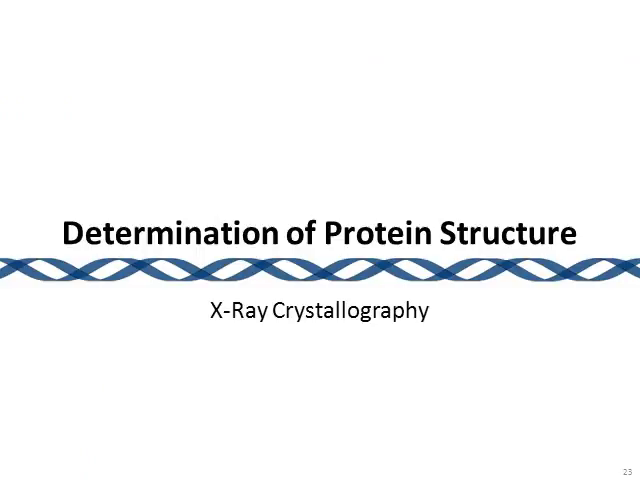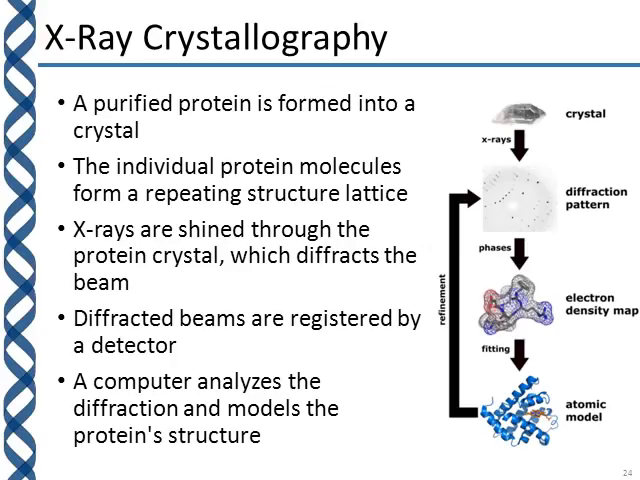One of the methods used for analyzing and determining a protein structure is X-ray crystallography. A purified protein is formed into a crystal. The individual protein molecules form a repeating structure lattice. X-rays are shined through the protein crystal, which diffracts the beam. The diffracted beams are registered by a detector. Finally, a computer analyzes the diffraction and models the protein structure.